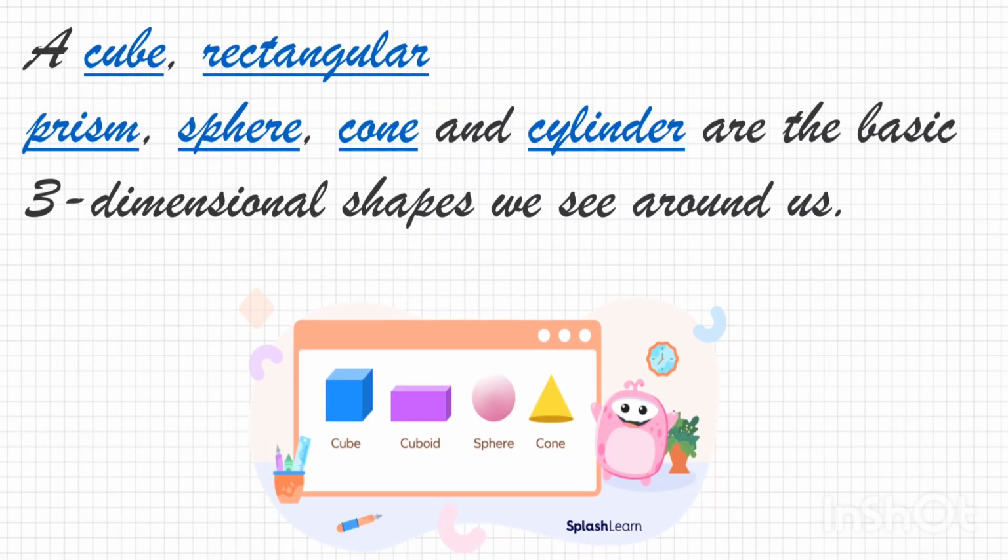A cube, rectangular prism, sphere, cone, and cylinder are the basic three-dimensional shapes we see around us.